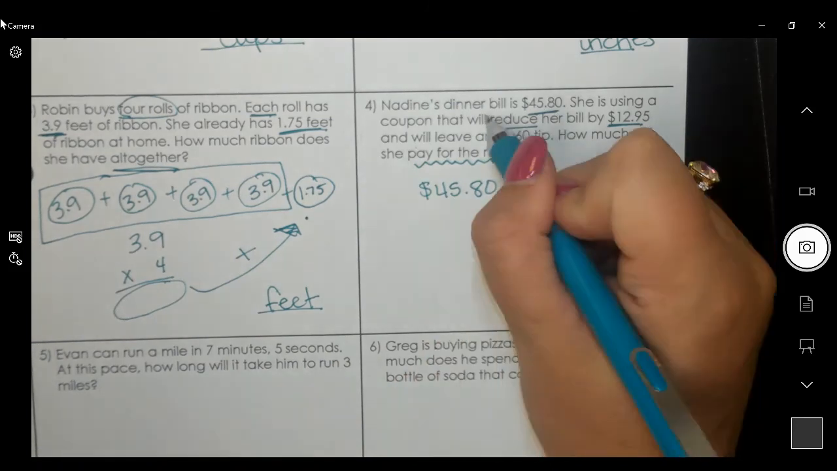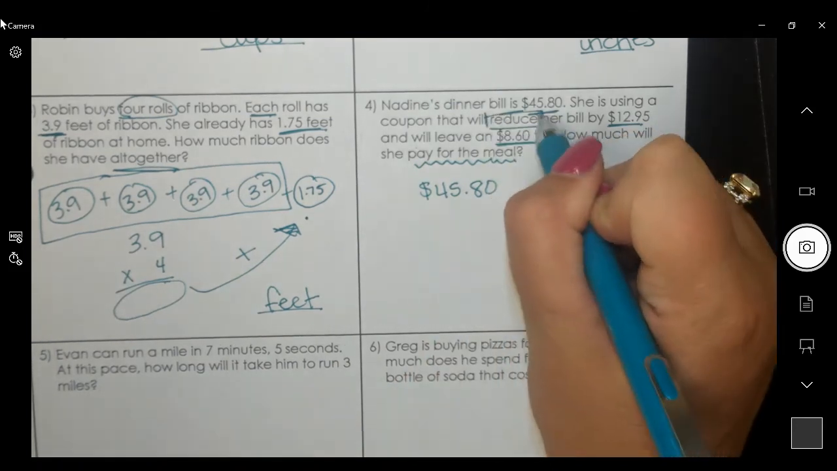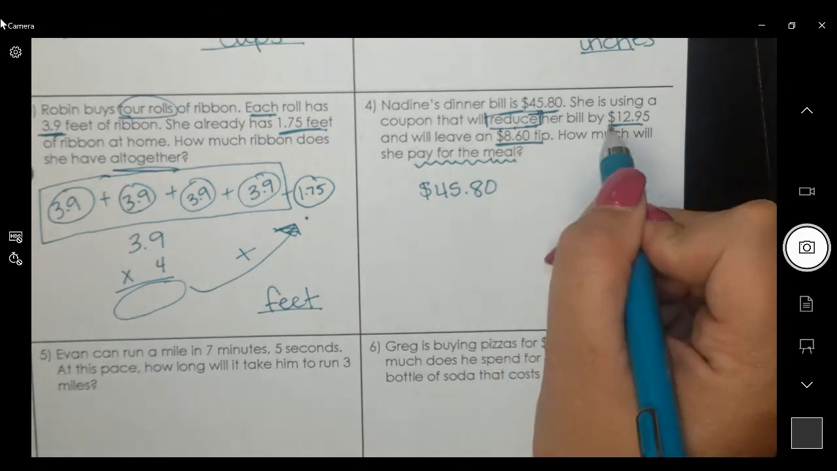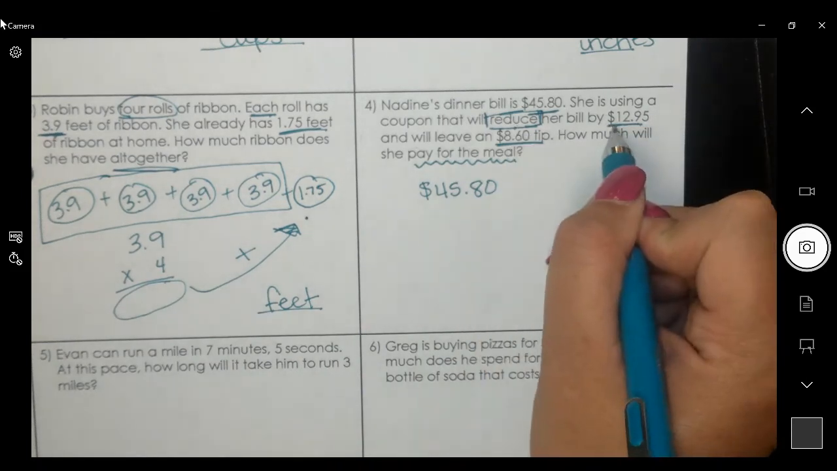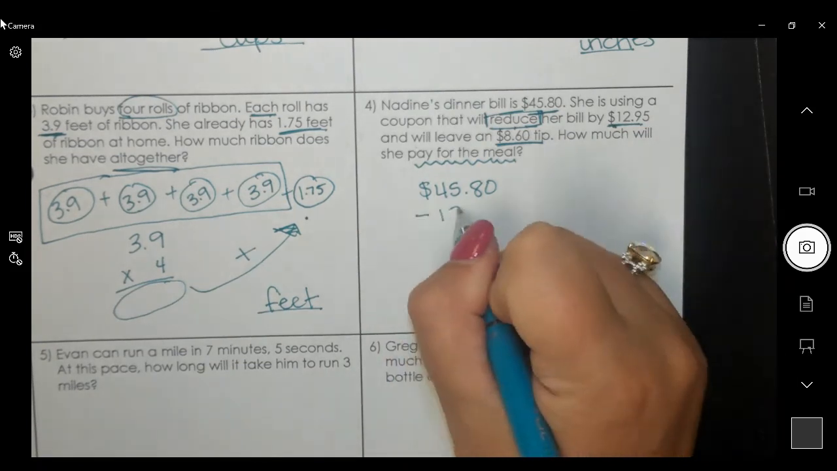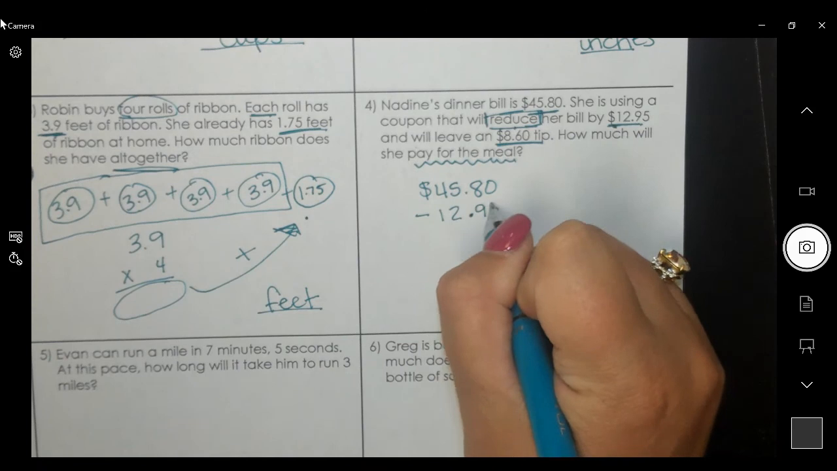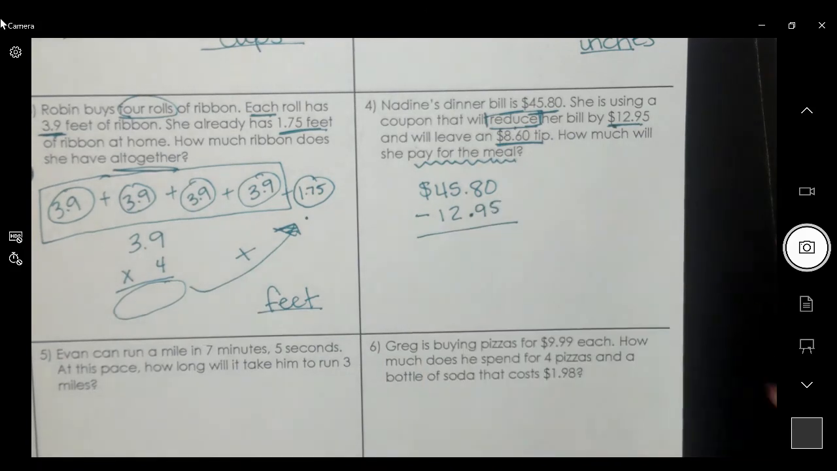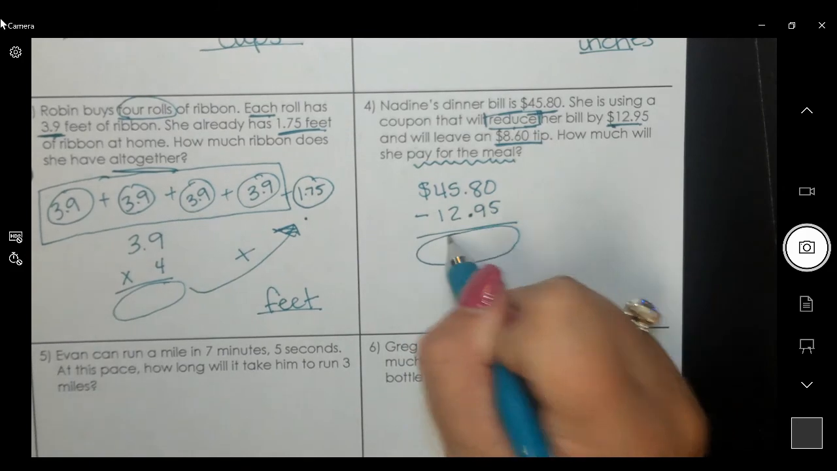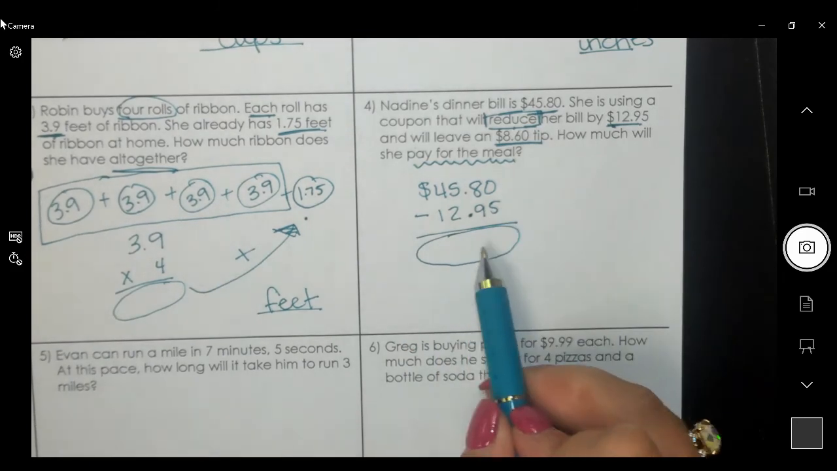Think about what operation means to reduce. That's right, subtract. So you're really subtracting $12.95 from this bill. So we can go ahead and set that up. We're going to subtract $12.95 from that bill. And then we're going to get an answer here. Okay, so that's her new total.